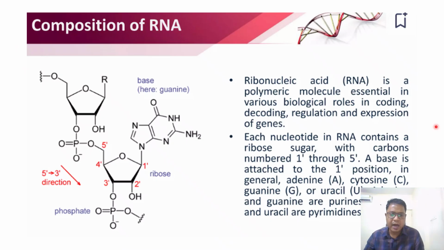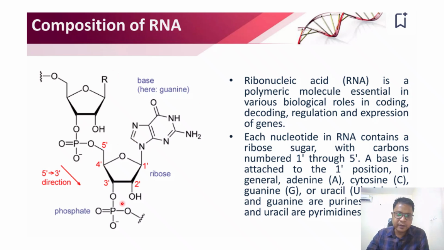Now the composition of RNA. RNA is a polymeric molecule essential in various biological roles in coding, decoding, regulation, and expression of genes. Each nucleotide in RNA contains a ribose sugar with carbon numbers 1' through 5'. A base is attached to the 1' position of the sugar. In general, adenine, cytosine, and guanine are purine or pyrimidine derivatives, and uracil is a pyrimidine derivative, as I already told in the previous lecture.